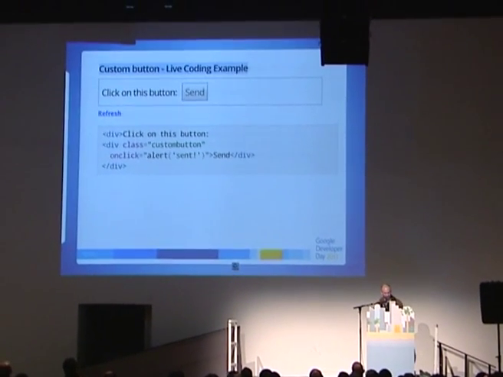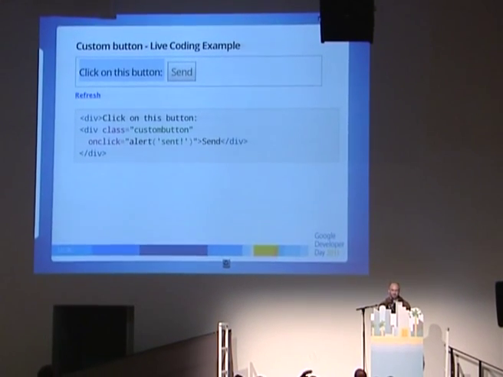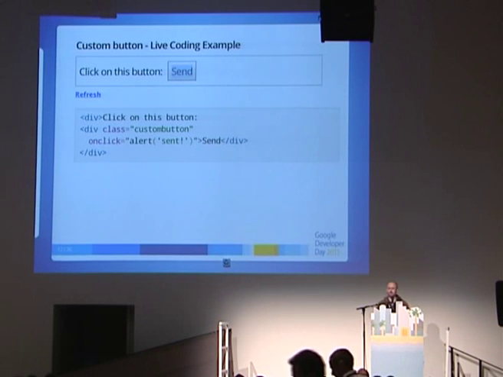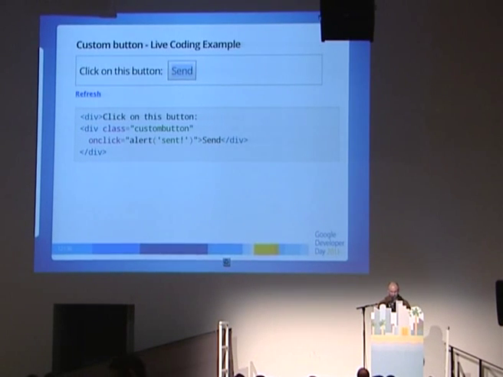So if we turn Chromebox back on. Send, custom button, live coding example, heading 3. Click on this button. So there's probably a button coming up, right? I've just heard some text that said button. That's important. All right, so let's jump to the next element on the page. Send. Send. Okay, let's hit a button.